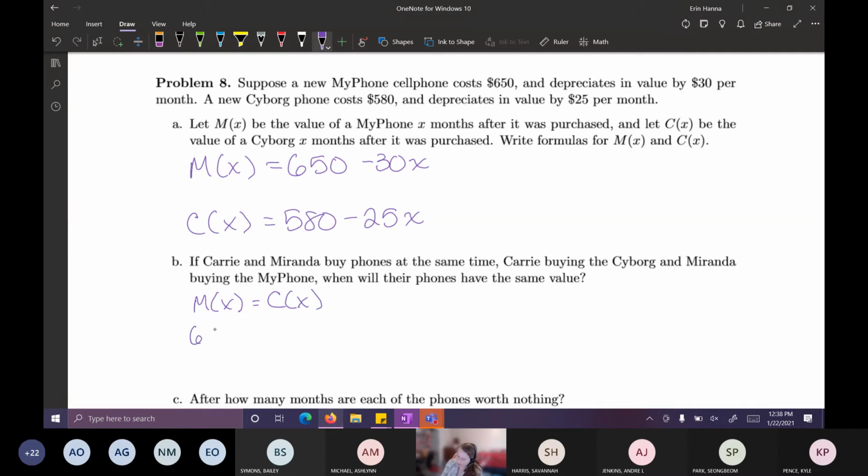So we want to set these two equations that we just created equal. And now we just got to do a little bit of algebra. I personally like trying to make the x values positive, so I would personally add the 30x over to the other side first.